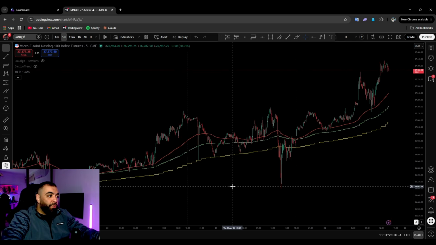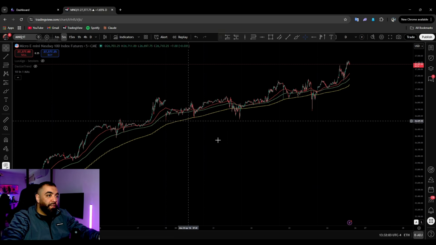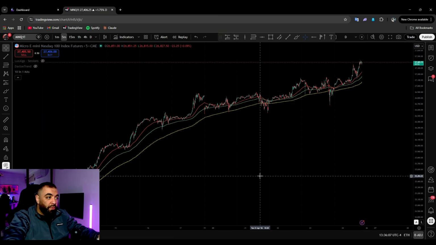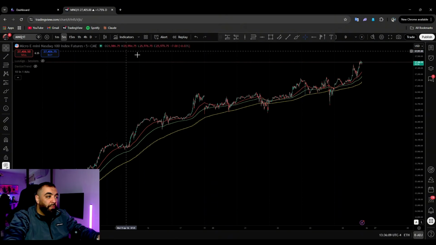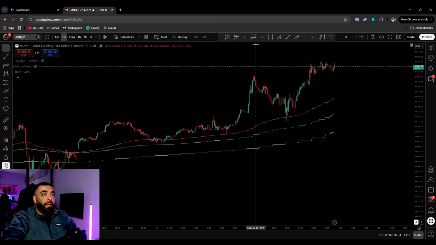What this does is to show the higher time frame EMAs directly on my 5-minute chart. And now you can see what institutions see without switching between multiple time frames. That's how I define my bias every single day in 5 seconds.